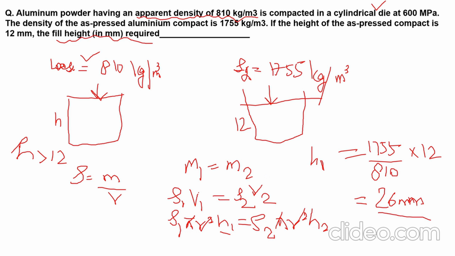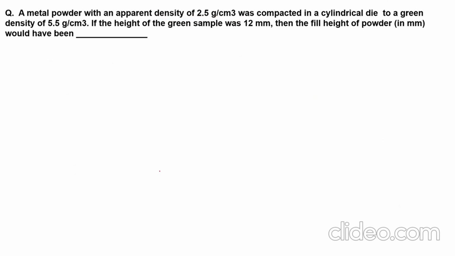Now, a similar question was also asked. These are some GATE questions, where we have a metal powder and the apparent density is given, and it was compacted in a cylindrical die to a green density of 5.5 gram per centimeter cube. If the green sample was 12 mm, then what would the fill height of the powder have been? So we have the same question, same approach. We again have to find the fill height of the powder before the apparent density.